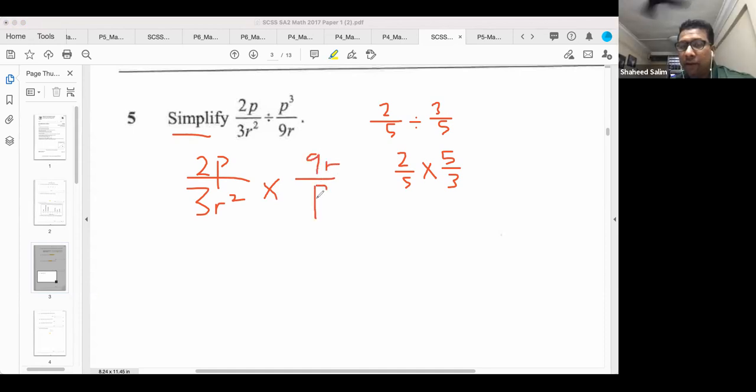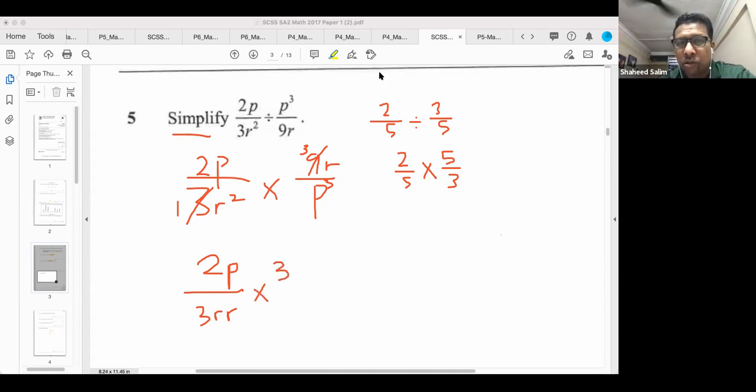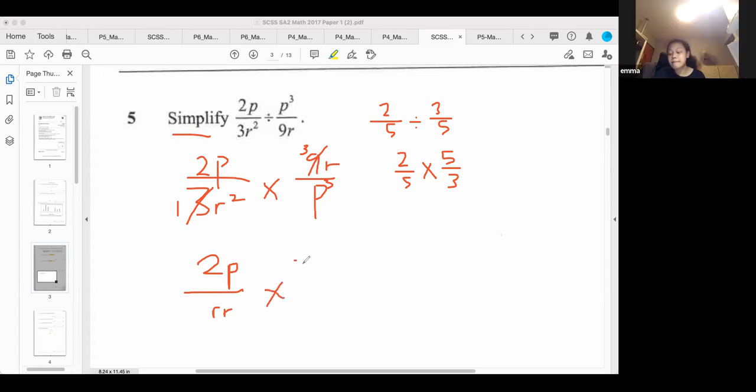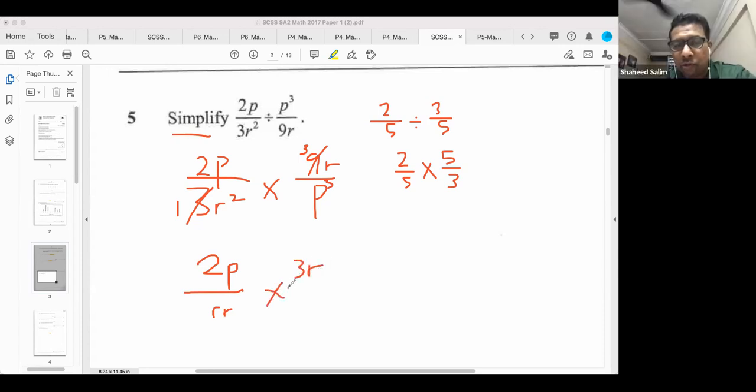Done already? So number divide by number first. 9 can divide by 3, you get 3. 3 can divide by 3, you get 1. Number cannot divide anymore. Now, for this one, just for working, just for you to understand, I'm going to write it like that. Then you can know what to cancel. R squared is R times R, right? Down here now, this one is not 3, is 1 already, right? So it's R times R, R squared, right? So down here is 3R, and then it's P times P cube, right?